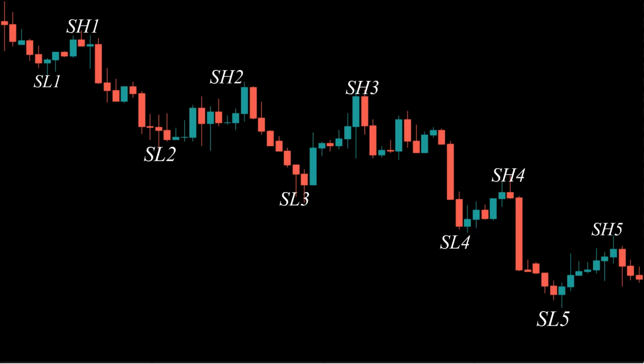Maintaining our definition of a downtrend that keeps its recent swing low lower than the previous ones, or swing high lower than the previous one. And this is simply a clear example of a downtrending market.